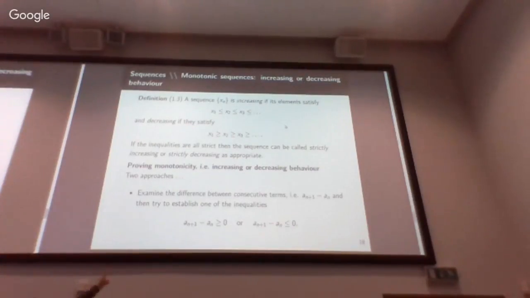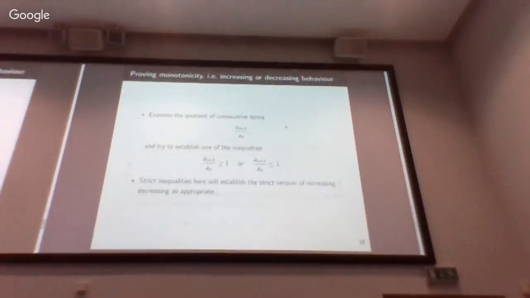If you move the a_n to the other side of the inequality on the left, then a_{n+1} is always greater than or equal to a_n. So that would be an increasing sequence. The one on the right, if you move the a_n to the other side, gives a_{n+1} less than or equal to a_n. That would be a decreasing sequence. And similarly, if you can establish strict versions of those inequalities, you'll have established strictly increasing or strictly decreasing behavior.